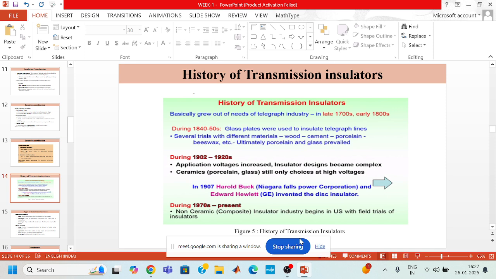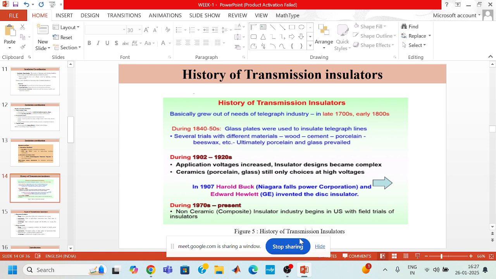So there is a history behind transmission insulators. It starts in the late 1700s or early 1800s, and it grew out of the needs of the telegraph industry. During 1840 to the 1850s we were using glass plates to insulate telegraph lines. Several trials with different materials such as wood, cement, porcelain, and beeswax were made, and ultimately porcelain and glass prevailed.